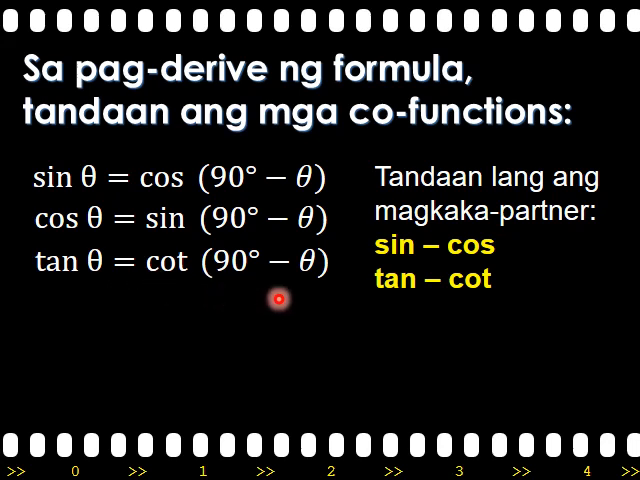Ano ibig sabihin nito? Pwede nyo itong i-try sa calculator. For example, yung sine ng 30 degrees, pag kinalculate nyo, equivalent din siya sa cosine ng 90 minus 30, which is 60 degrees. So sine 30 is also equal to cosine 60 degrees. You can go ahead and check your calculator, parehas lang yung value nun. Ito yung tinatawag natin na mga co-functions. Para mas madaling tandaan, ito yung magkakapartner natin: sine and cosine, and tangent and cotangent.